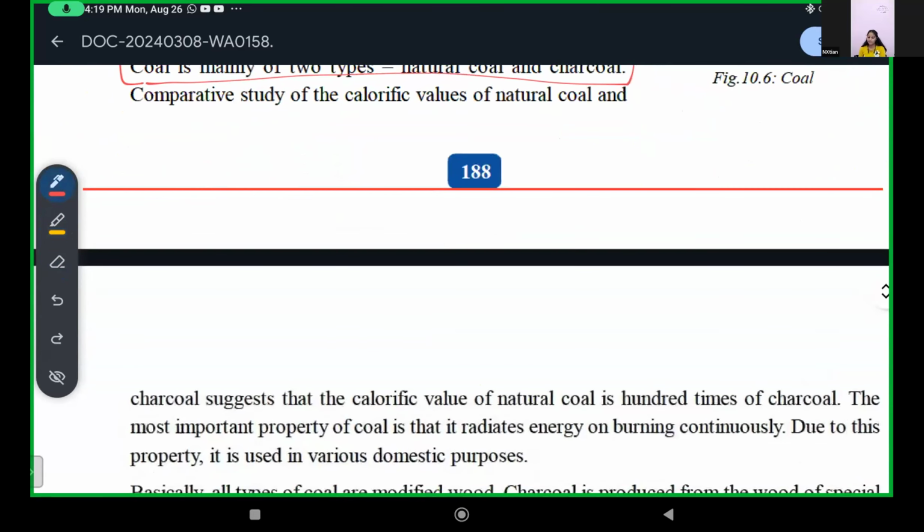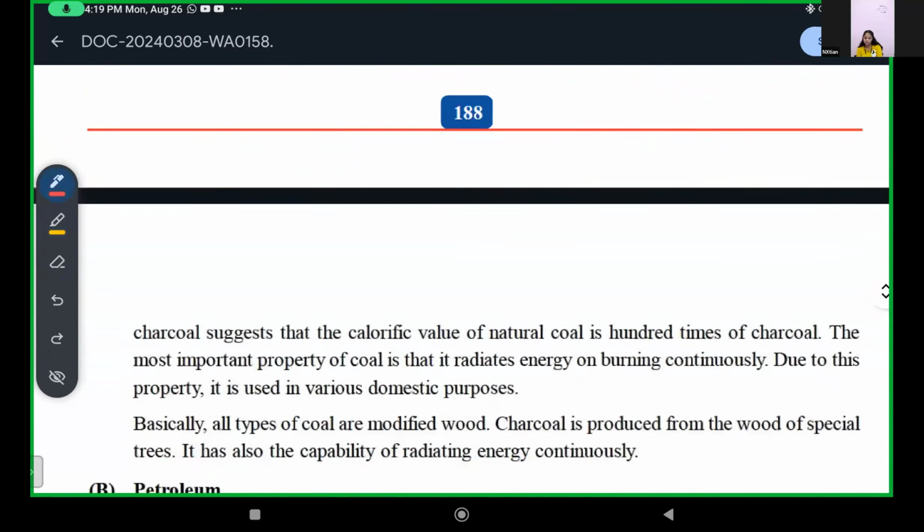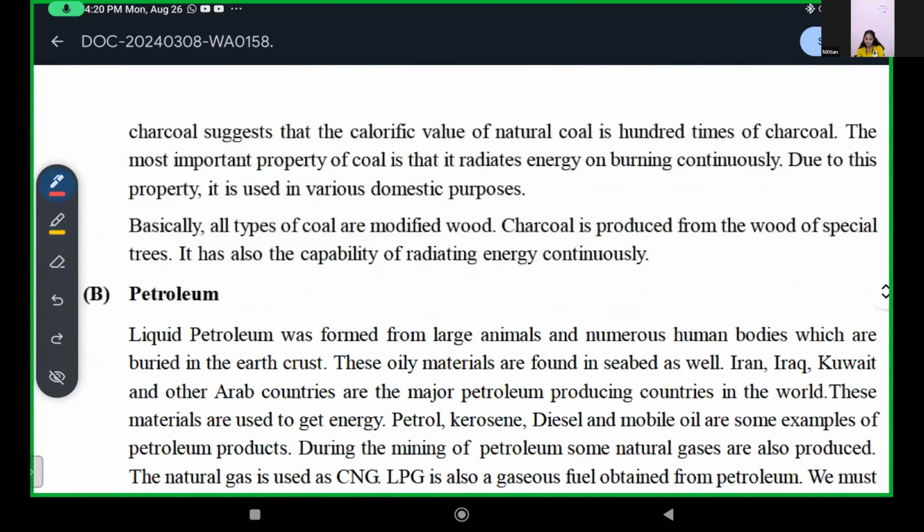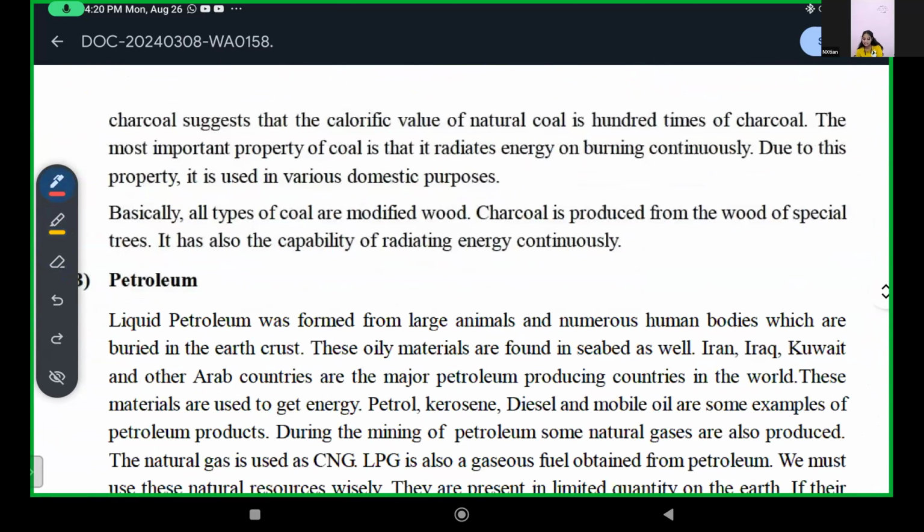Comparative study of the calorific values of natural coal and charcoal suggests that the calorific value of natural coal is 100 times that of charcoal. The most important property of coal is that it radiates energy on burning continuously. Its burning efficiency is very high compared to charcoal, and it radiates energy when it is burned continuously. Due to this property, it is used in various domestic purposes.